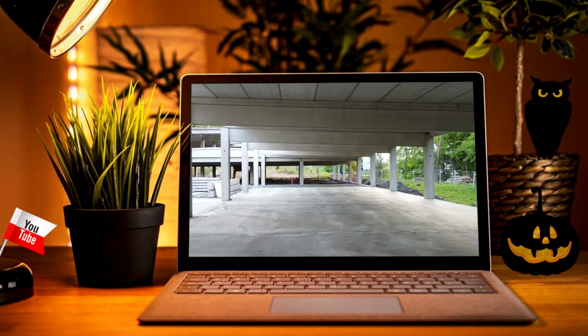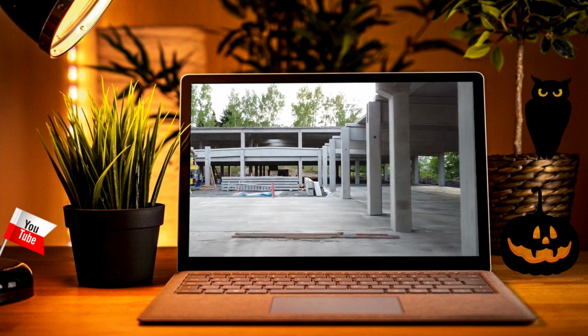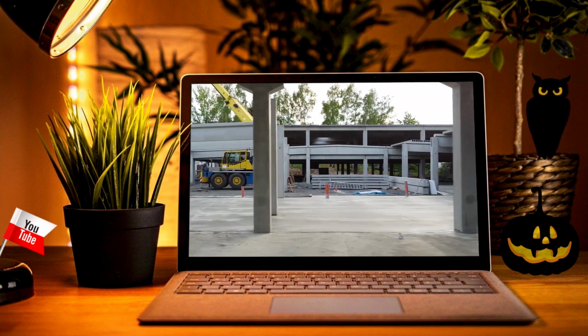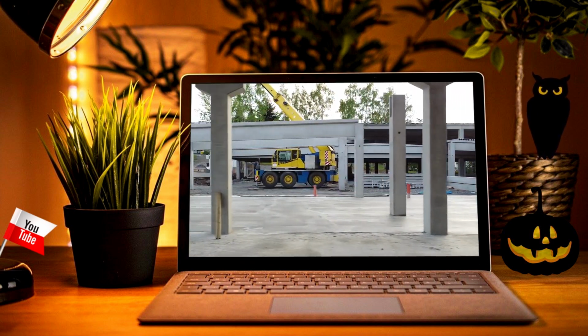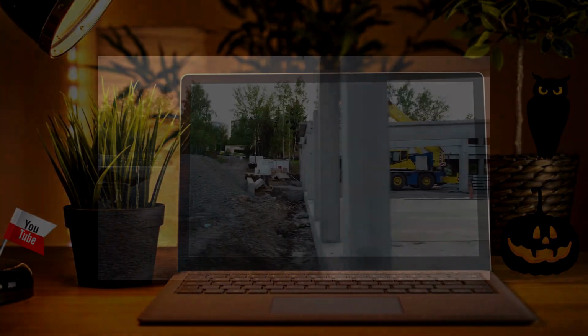Today, we're going to be talking about the different types of beams used in construction. Beams are horizontal structural elements that support vertical loads, shear forces, and bending moments. They transfer these loads to their endpoints, such as walls, columns, and foundations. So let's get started.